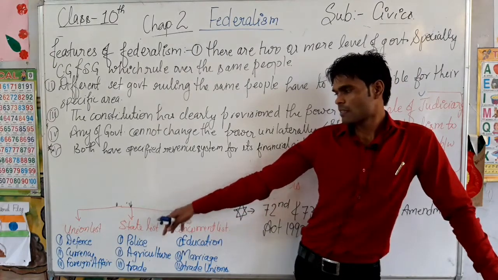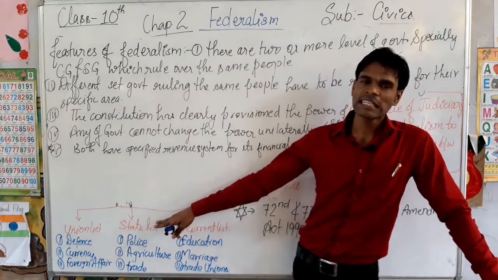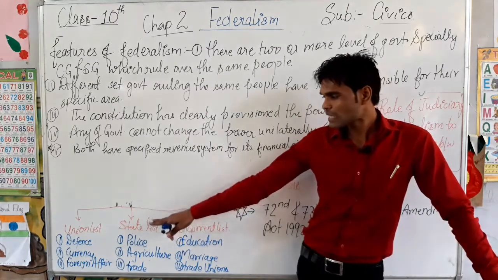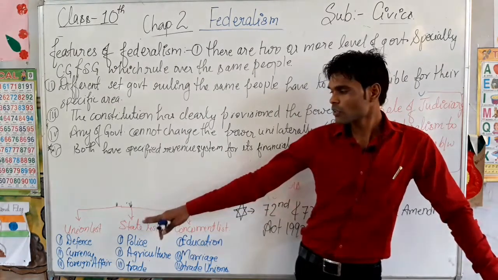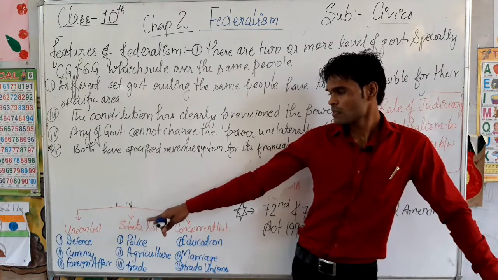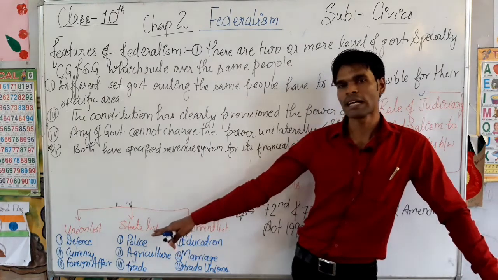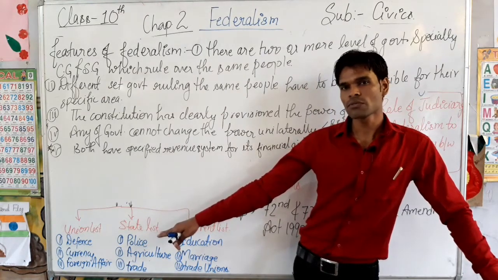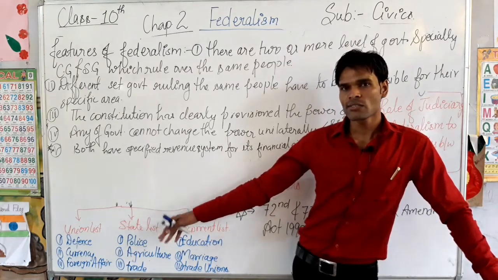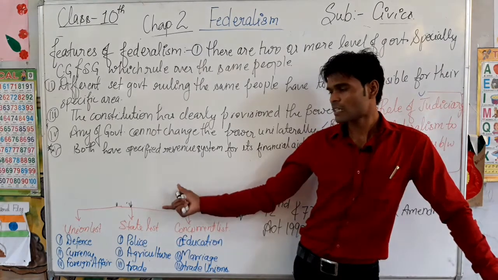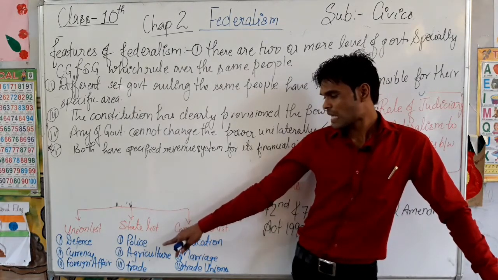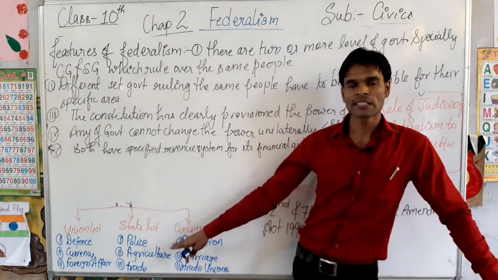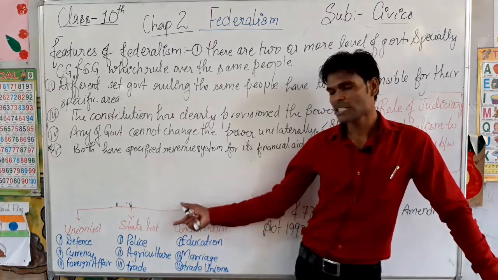Okay, division of power. There is a very clear division of the powers, that what are the subjects that will be under central government and state government. In central government there is defense, currency, foreign affairs, banking, international issues, international agreements. So these are the matters that are under the central government. In state government, the police, agriculture, trade, commerce, business, these are the matters of the state government.